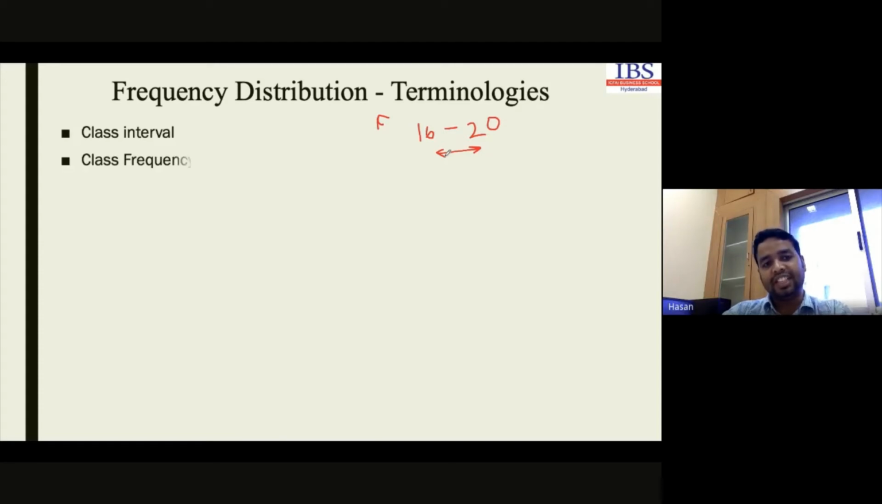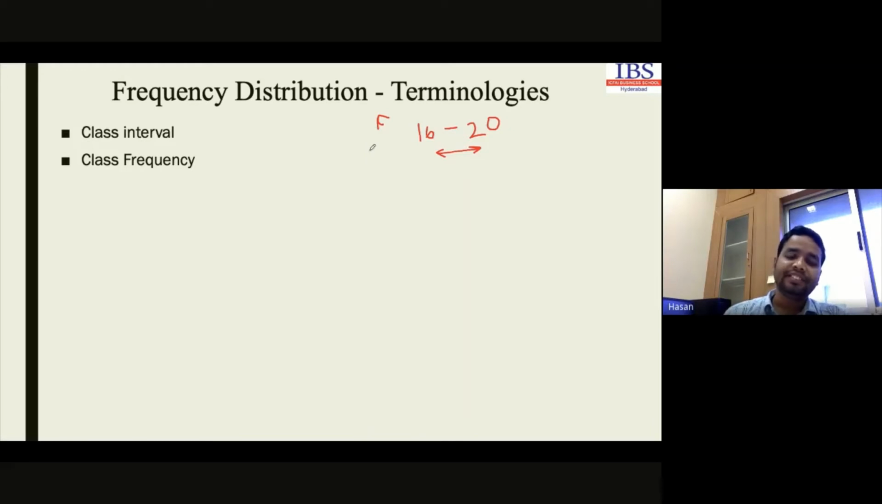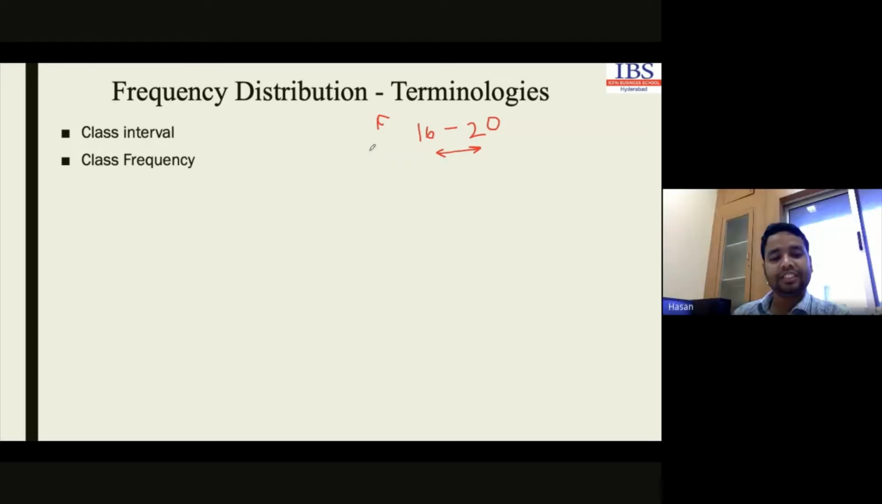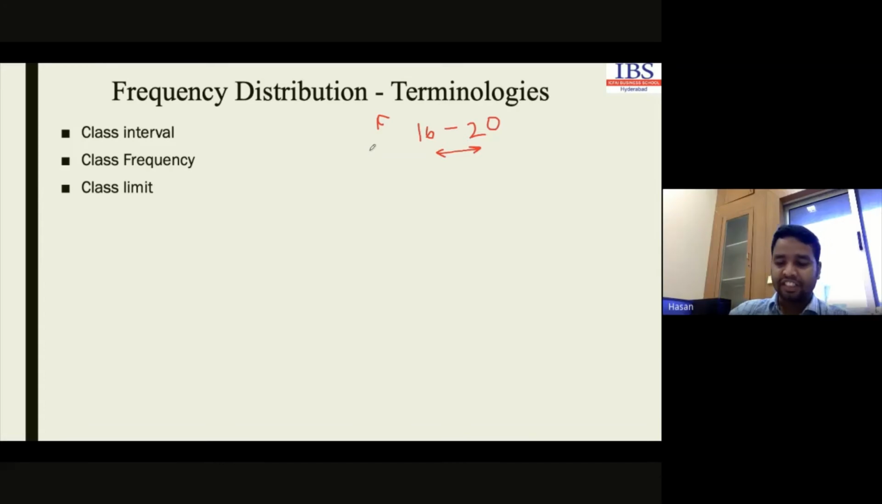The next term is class frequency. What is class frequency? The number of observations in that class interval. Yes, number of occurrences, the number of observations in a class interval. Excellent. Very good. So this is class frequency. Next one is class limit. What is it? Two ends of a class interval. Yes, the two ends of a class. Excellent. Very good.